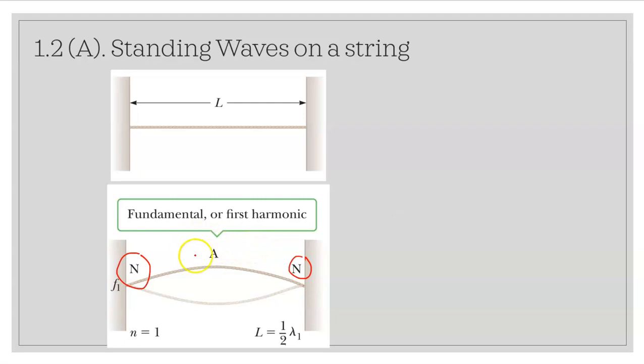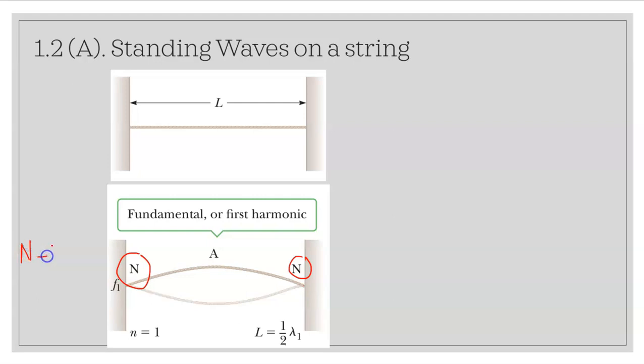The result is the variation shown here, the first harmonic. In this case, the center of the string is an antinode, and we label it as A. The form is node to node; the pattern is node, antinode, and node.